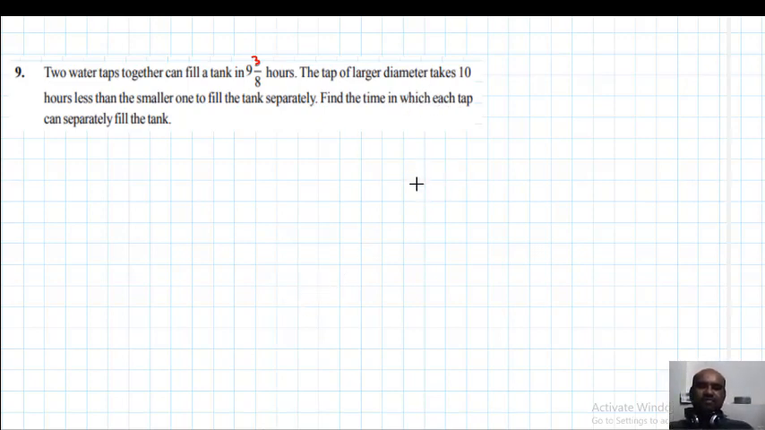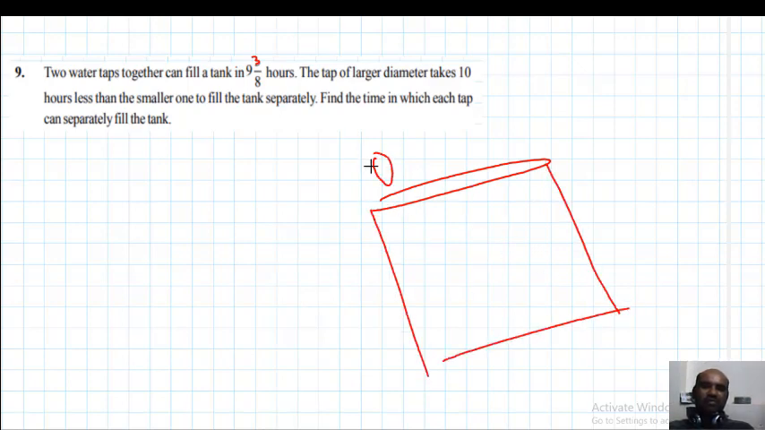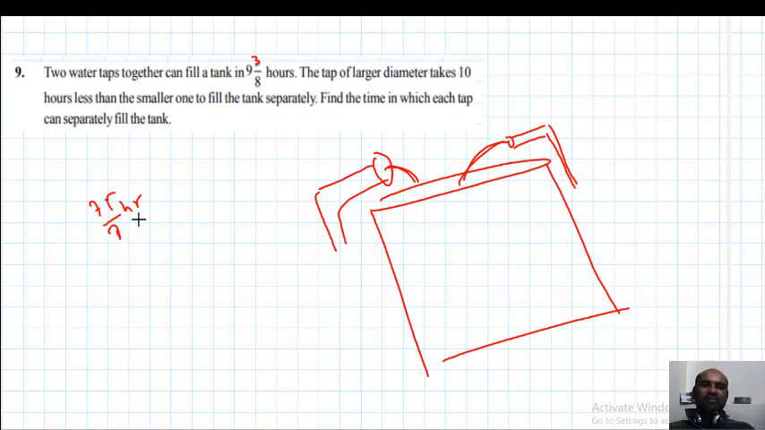Okay, students, listen here. For example, this is the tank. We have two types of taps. This is one of the taps with larger diameter. This is another tap of smaller diameter. Both are opened. So what is the meaning of that? Two taps together can fill the tank in 9 3 by 8 hours, means 75 by 8 hours. If both are opened at a time, then after 75 by 8 hours the tank is full of water.